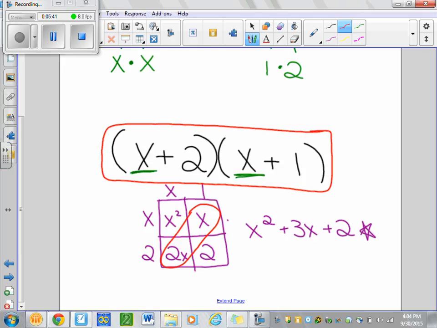Again, make sure you check your work. That's going to be a quick way to tell whether or not you're right or wrong.